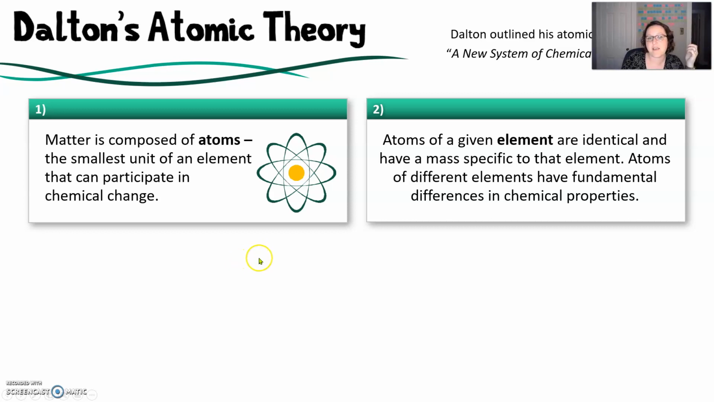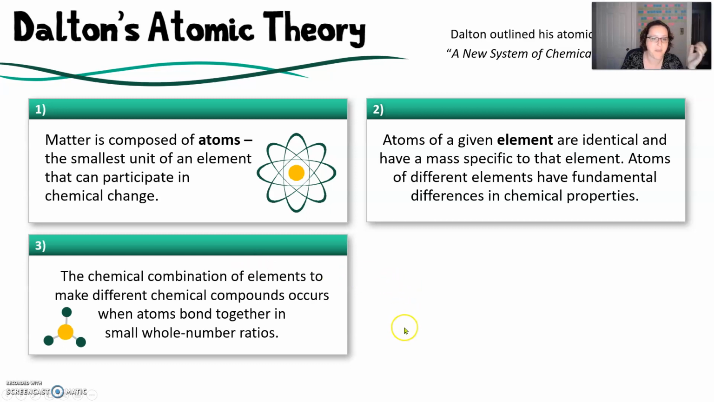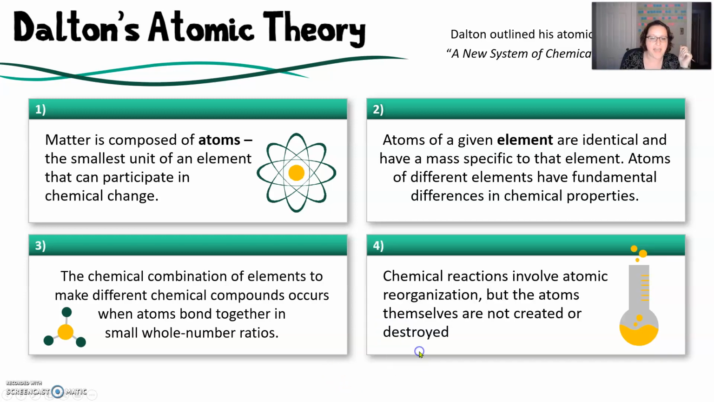The third is that the chemical combination of elements to make different chemical compounds occurs when atoms bond together in small whole number ratios. And the fourth is that chemical reactions involve atomic reorganization, but the atoms themselves are not created or destroyed.